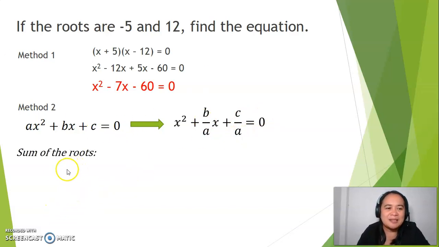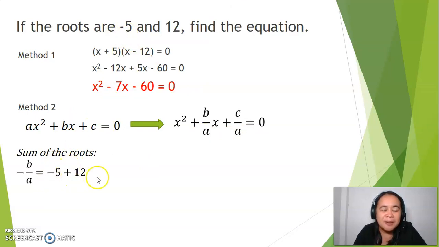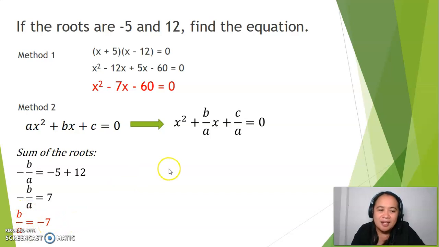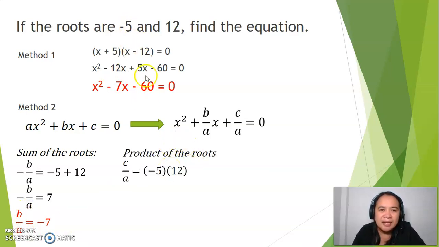So let's have this. Now, the sum of the roots here would be negative 5 plus 12, which is 7. So take note, negative b over a is equal to 7. So make this positive, so b over a will be negative 7. Another one. For the product of the roots, it's basically negative 5 times 12, which is negative 60, which is equivalent to c over a.